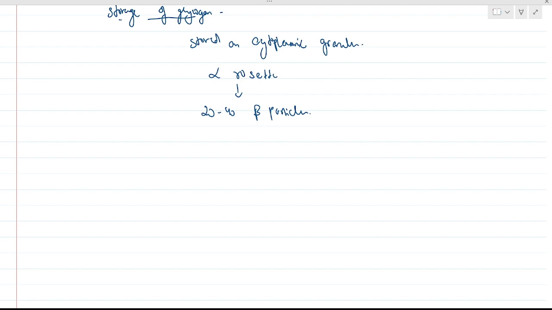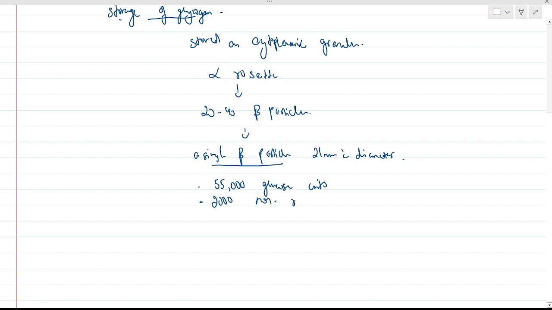Remember, a single beta particle is 21 nanometers in diameter. This single beta particle has 55,000 glucose units and 2,000 non-reducing ends. So this is how glycogen is stored.